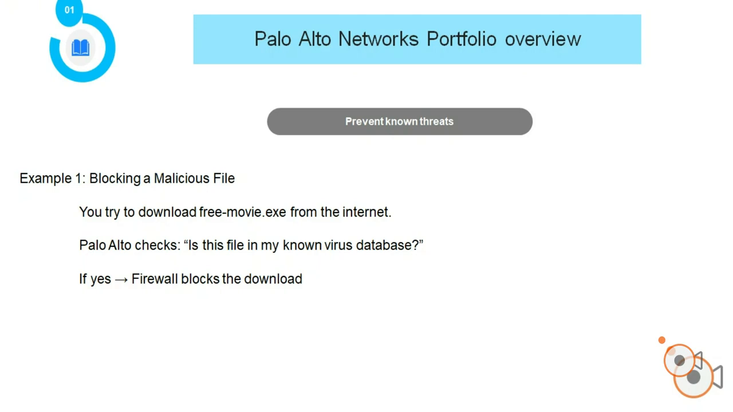To understand, we can show this first example. In this scenario, you are browsing the internet and click on a link to download a file called freemovie.exe. What happened exactly? The file starts downloading, and the traffic passes through the Palo Alto firewall. Then the firewall antivirus profile is enabled, which checks the file against a database of known malware. After that, the Palo Alto database says, hey, pay attention, freemovie is a known virus. What will happen? The firewall will block the download and may show you a message like, download blocked due to malicious content.